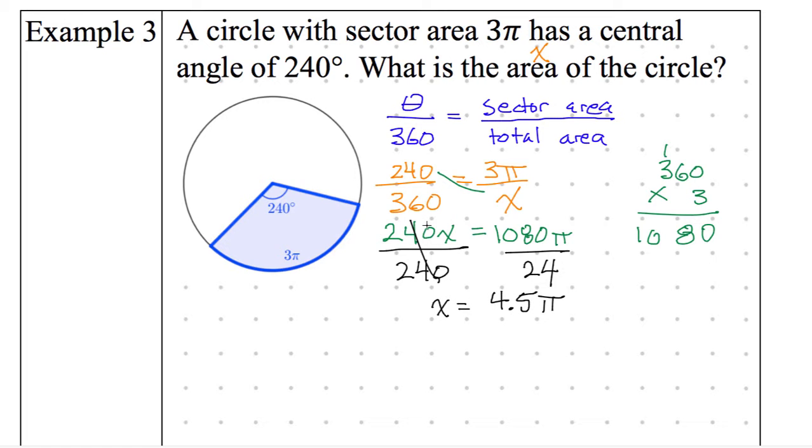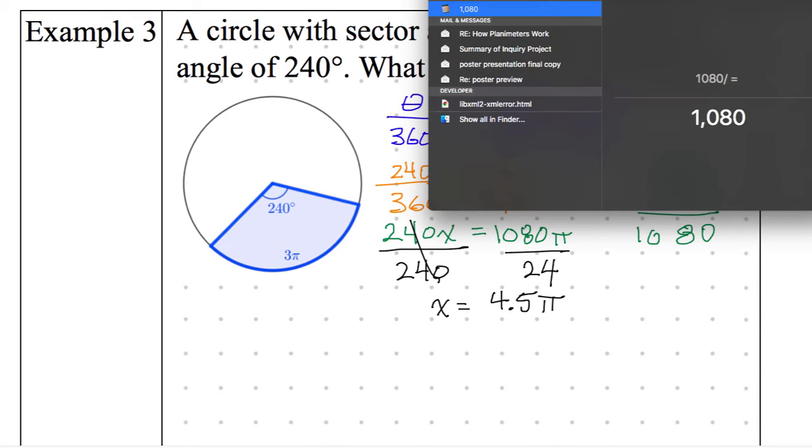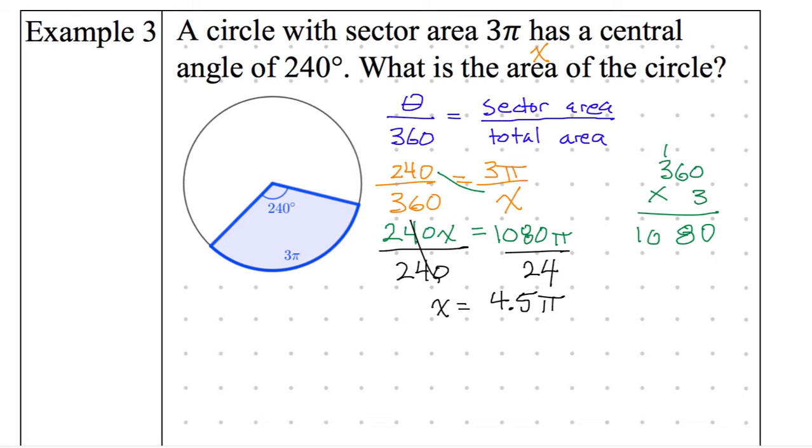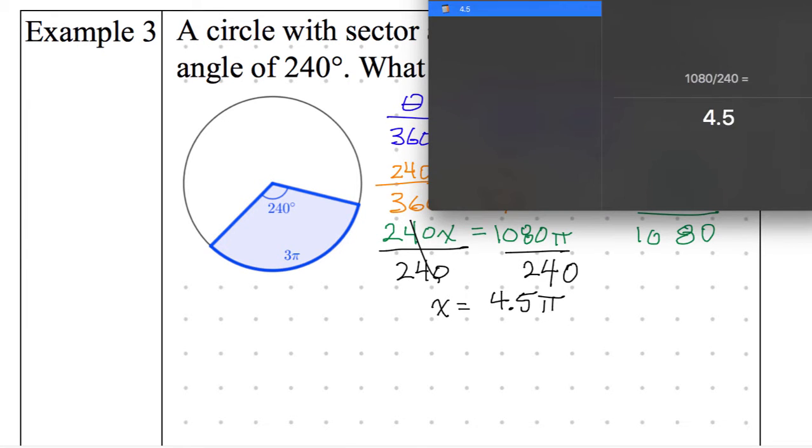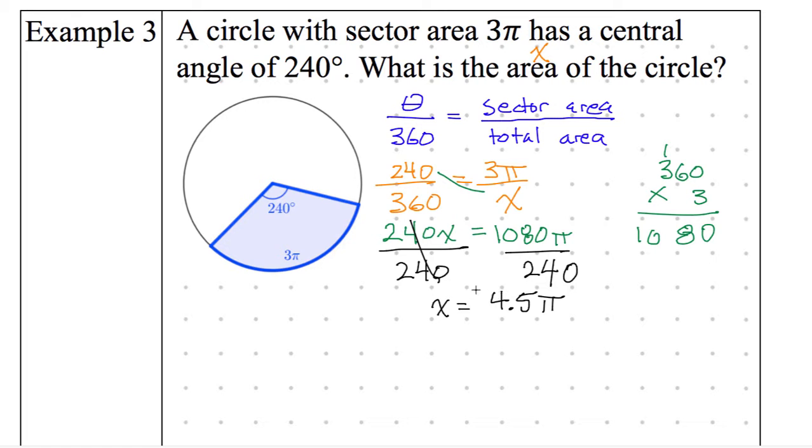There it is. And just to double check, making sure we are on the right track, 1080 divided by 4.5 is indeed... wait, what is it? What's going on here? Oh, I forgot the 0. 1080 divided by 240 is indeed 4.5. 4.5 pi is our answer. Box it. Thank you, Sam.